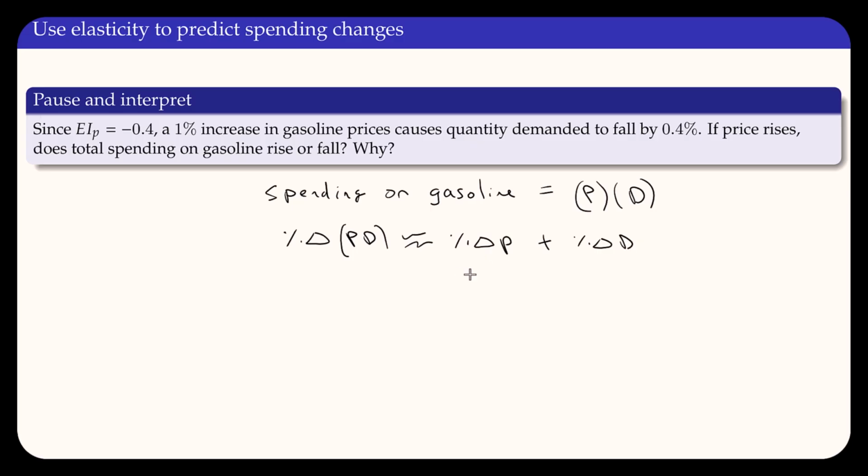So when the price of gasoline increases 1%, the quantity demanded is going to fall 0.4%. We would expect spending to increase by approximately 0.6%. So we can use our elasticity formula to determine that, in fact, although the price has gone up and quantity demanded goes down, there is still going to be an increase in spending on gasoline.